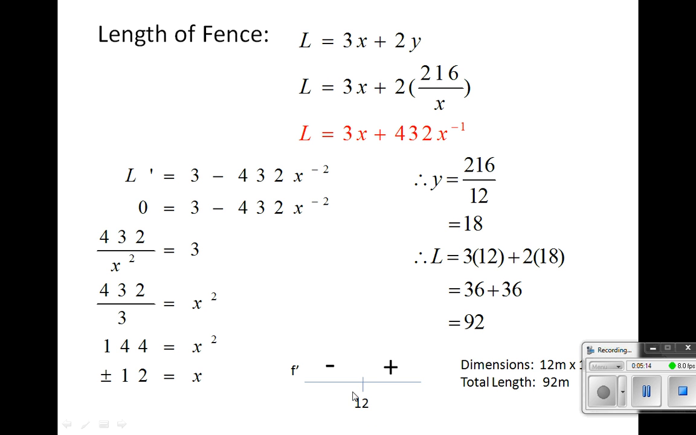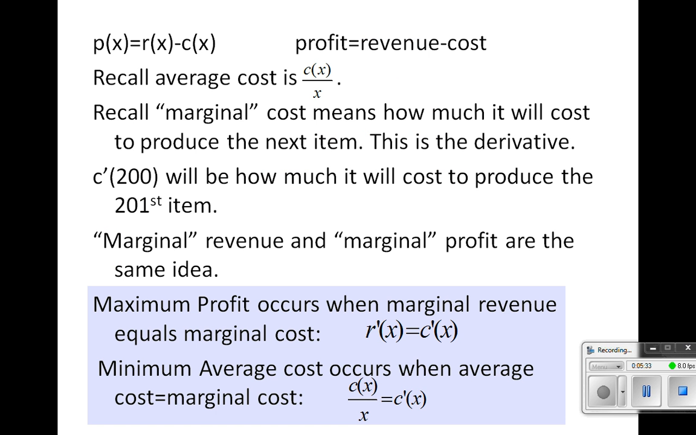So if I know that x is 12, I go back and figure out y is 18. Again, I just went to my xy equals 216 equation. And then it did ask me what the total length of fencing was, so if I have 12 and 18, I can plug those in and get 92 for my total length. All right, I hope that was okay.